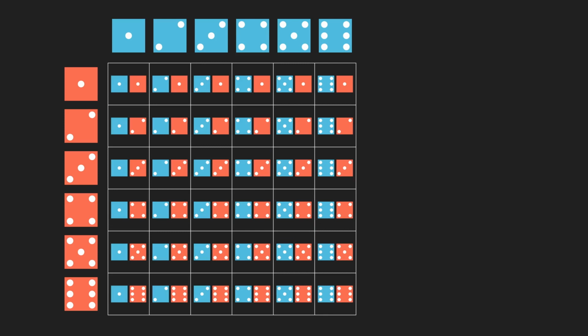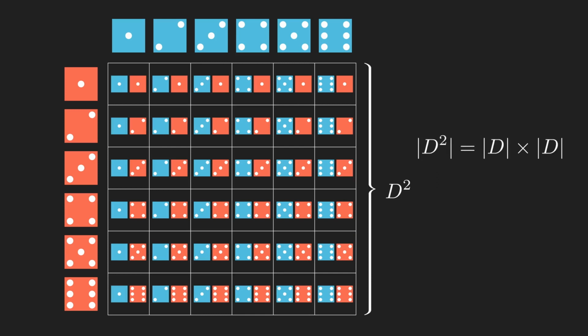It also gives us a nice way to think about the set of each pair of dice rolls. We can consider it D multiplied by D, or D squared. The size of D squared is quite clearly the size of D multiplied by the size of D, or the size of D all squared. Since the size of D is 6, the size of D squared is 36.